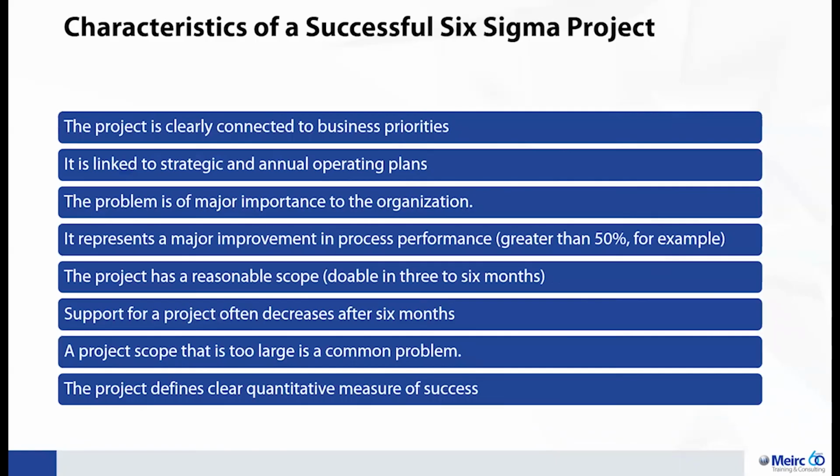So to make sure that your projects are successful, make sure they're connected to your business priorities, strategic objectives. Make sure that it's a problem that has importance in the organization. Make sure that there is a financial implication, and make sure that you are not trying to boil the ocean, right? You are picking something that is doable in 3 to 6 months. Otherwise, your project will be delayed and sometimes not be completed.